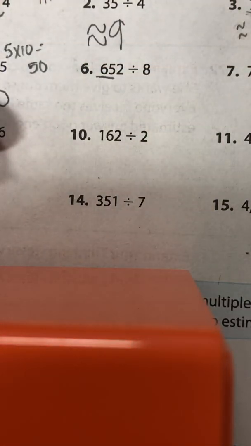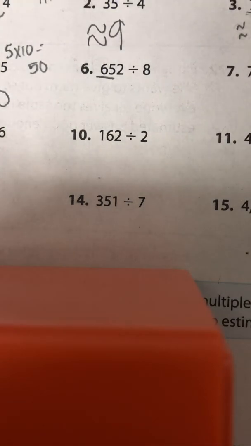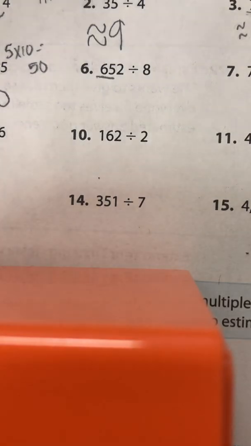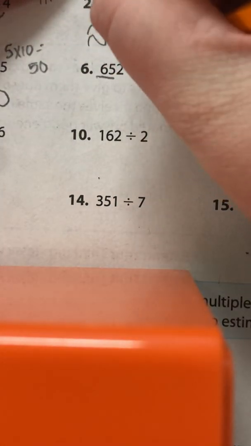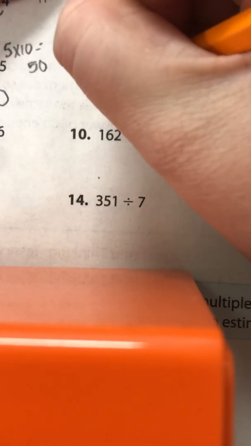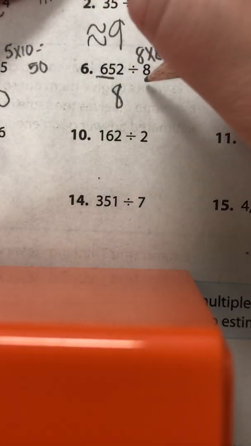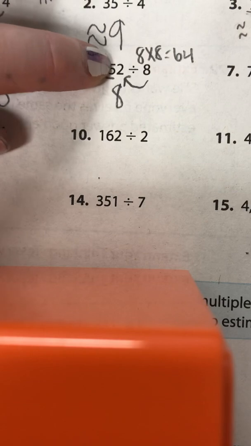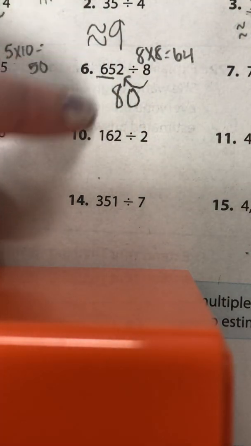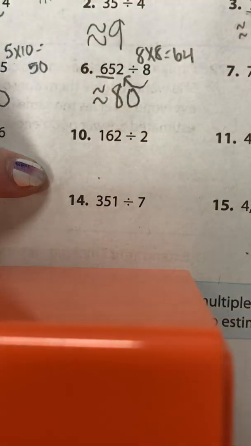652 divided by 8. Let's see. 8 times 8 is 64. That's as close as I can get. So I'm going to put an 8 here. And then I'm going to look at this 2. Can't divide 2 by 8, so that's going to be 80. 652 divided by 8 is about 80.